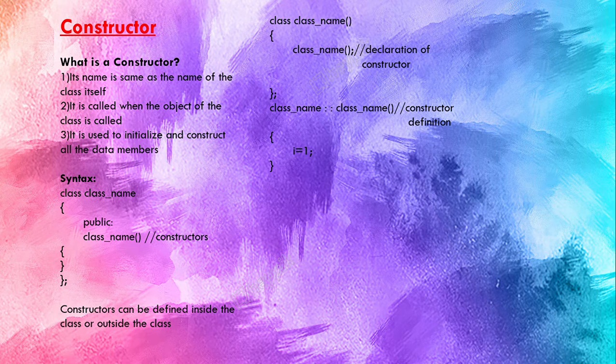And a constructor is what? It has the same name as that of the class, and as soon as the object is created, the constructor is called, and it is used to initialize the data members, that is, the variables and the methods, and construct the data members. Construct means give it some kind of definition.